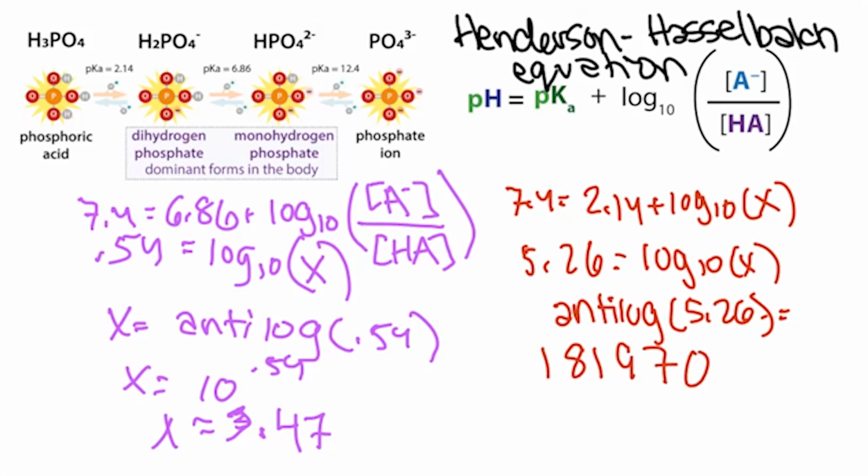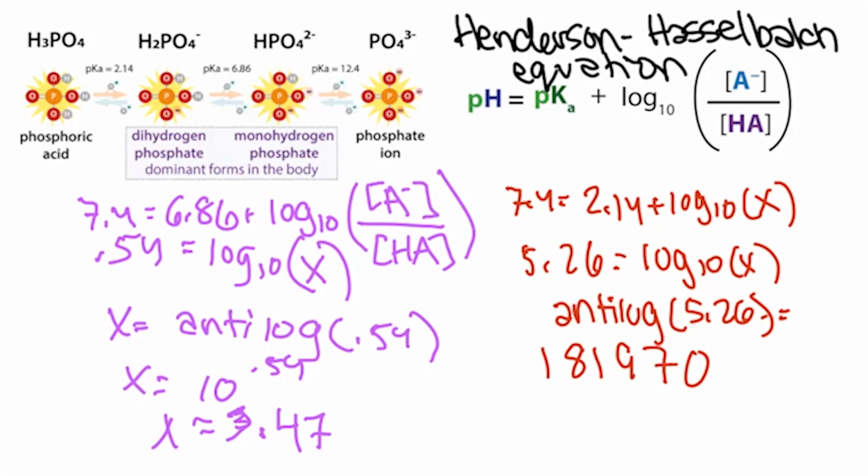So we're going to have way more of it be in that conjugate base form than in the conjugate acid form. We're going to have about 182,000 times more. So yeah, a lot. Okay, finally, let's look at this fourth case.